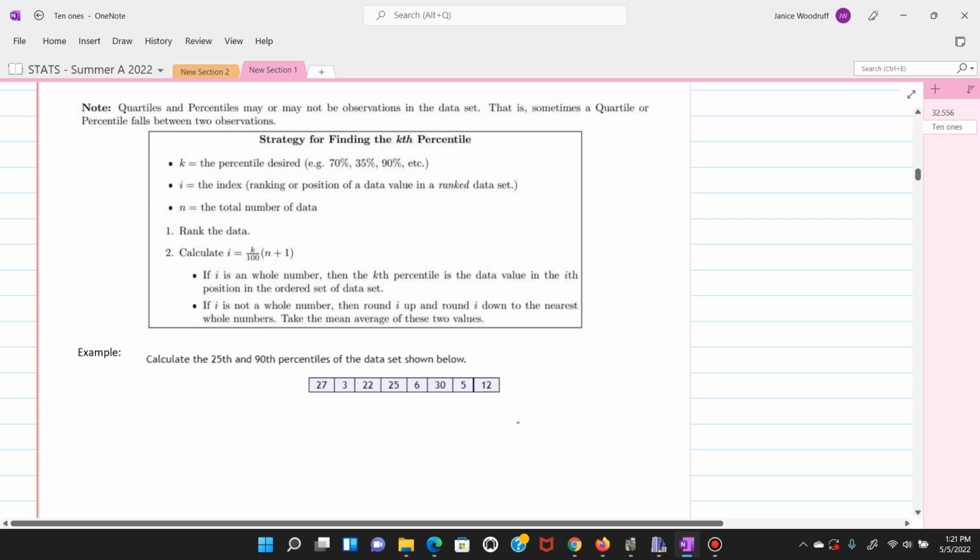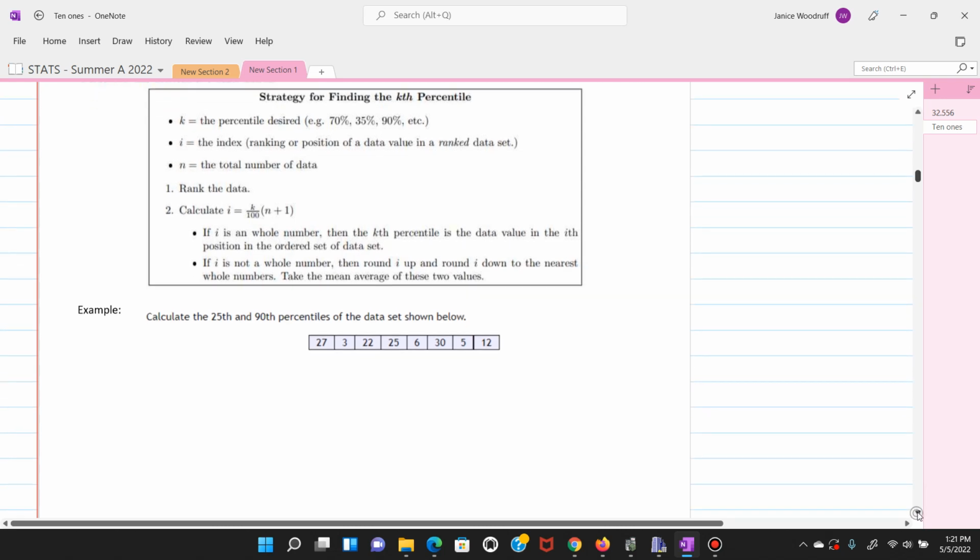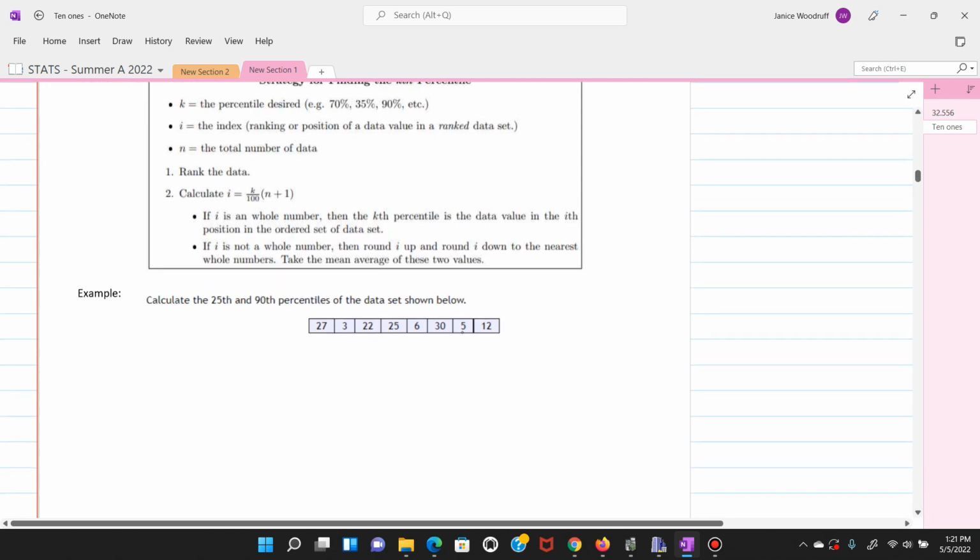Okay, calculate the 25th and 90th percentiles of the data set shown below. First of all, we need to put this in order. We have 3, then 5, 6, then 12, 22, 25, 27, and 30. Let me put lines in between them.